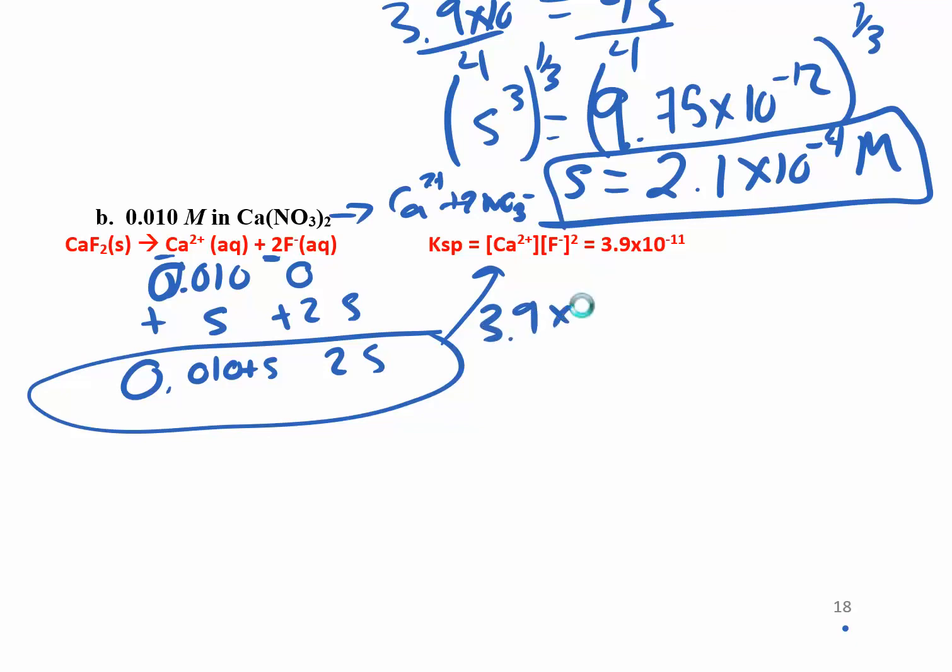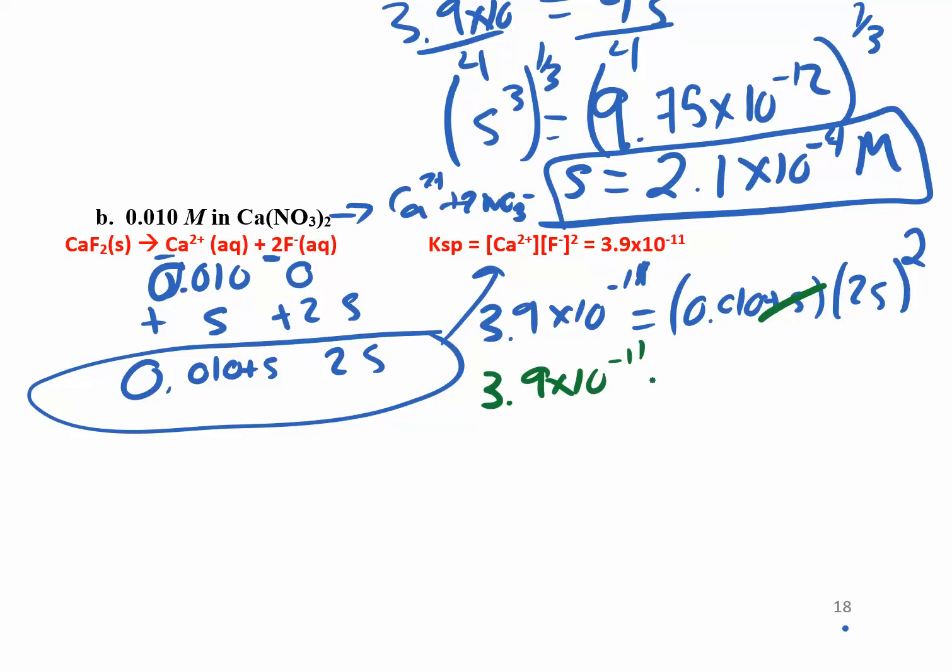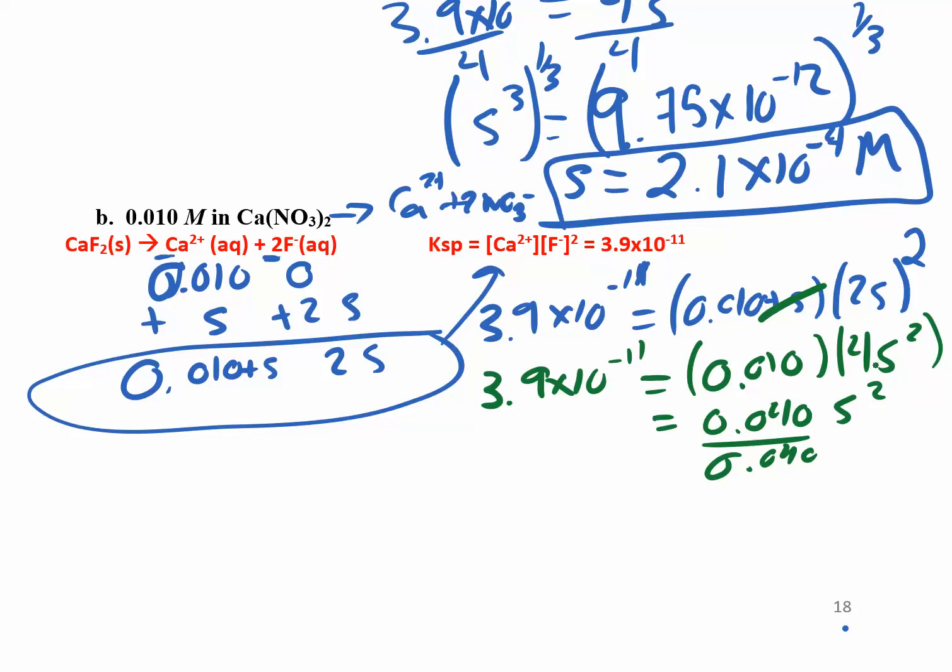So we have 3.9 times 10 to the negative 11 is 0.010 plus S times 2S, that whole thing squared. When you simplify this a little bit, this would be a lot easier if I didn't have to worry about that S, right? And we know that that solubility is going to be small, because the KSP is so small. So I can ignore that S the way we usually do. Don't ignore this S or else you're getting rid of all your variables. So I have 3.9 times 10 to the negative 11 is 0.010 times 4S squared. I can multiply those together, that's 0.040 times S squared. Now I'm going to divide by 0.040. All I did was multiply the 4 times the 0.010. Divide that over.